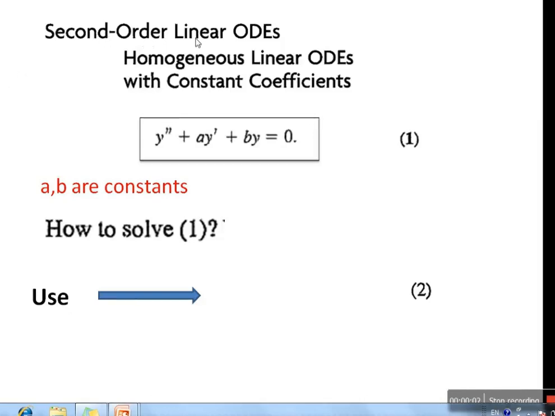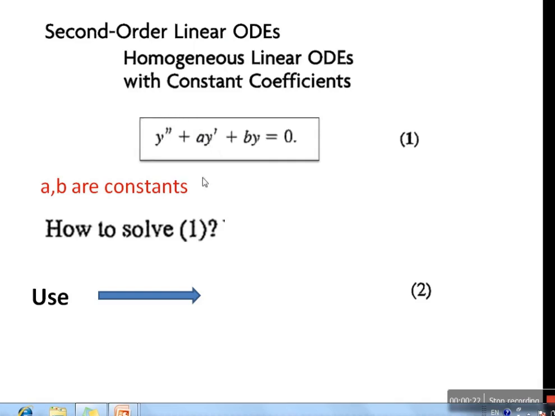Second order linear ordinary differential equations. In this lecture we will be talking about homogeneous linear ordinary differential equations with constant coefficients. Second order differential equations with constant coefficients.